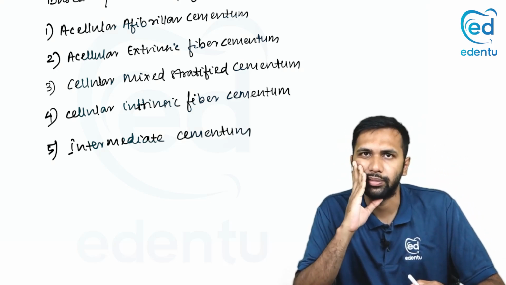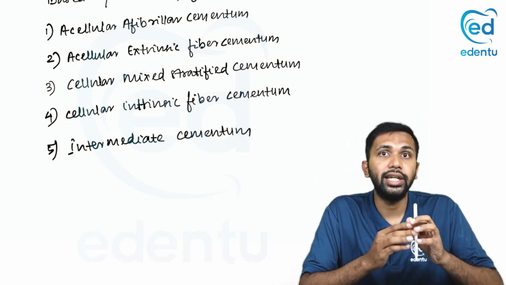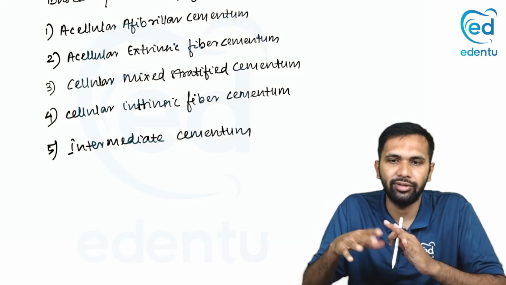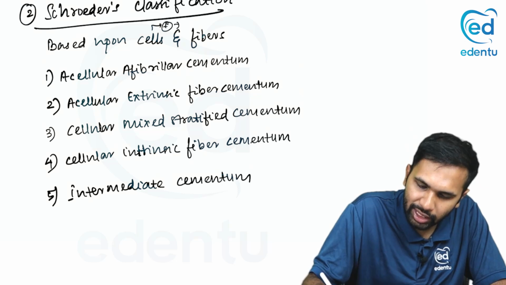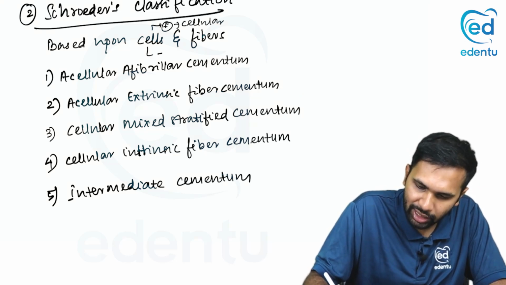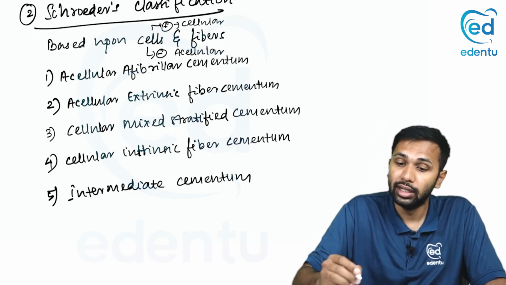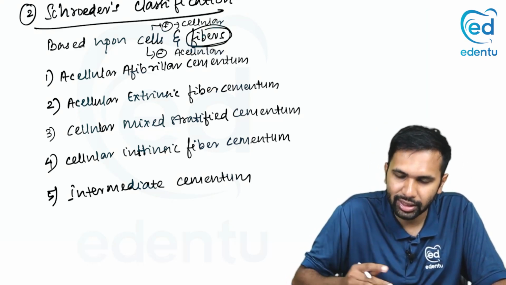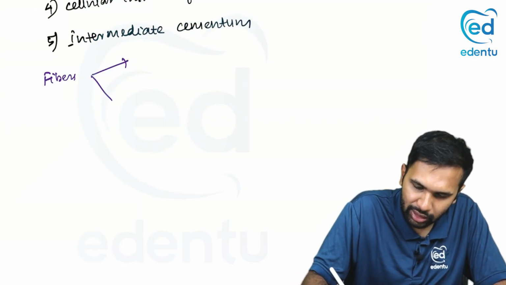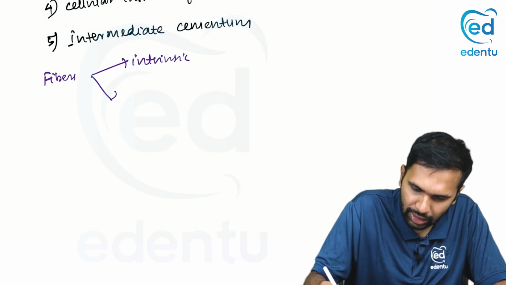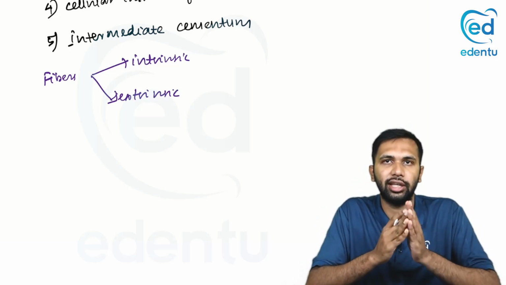I'm sure you would have heard of these names, but now you should understand why this classification is being done. He classified based upon the types of cells and fibers. For example, if cells are present, then it is cellular. If the cells are absent, then it is acellular. Same funda for fibers. He postulated that cementum has two types of fibers, intrinsic as well as extrinsic.